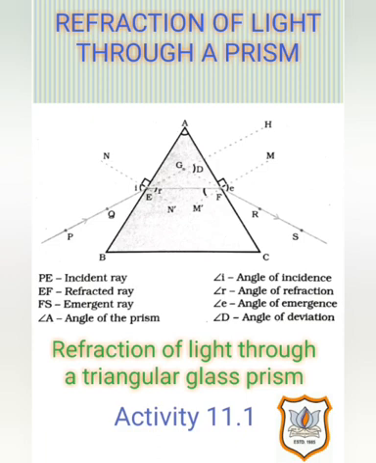Before starting the refraction of light with the help of a prism, let us discuss what a prism and a triangular glass prism are. A prism is a transparent refracting medium or object bounded by at least two lateral surfaces inclined to each other at a certain angle, as shown in the figure.